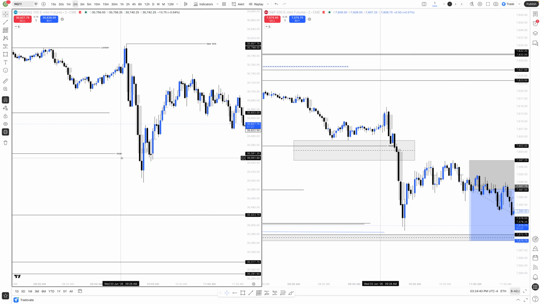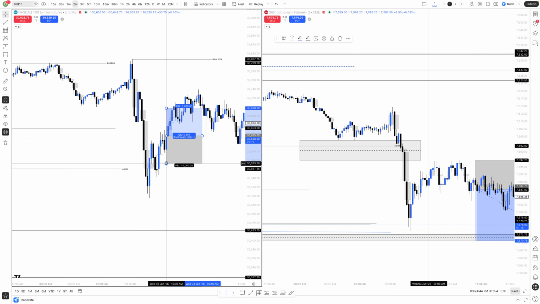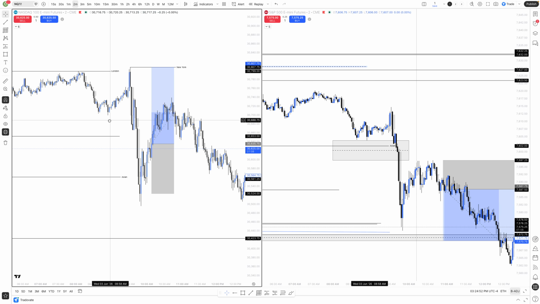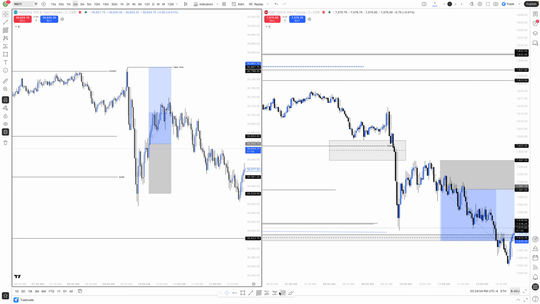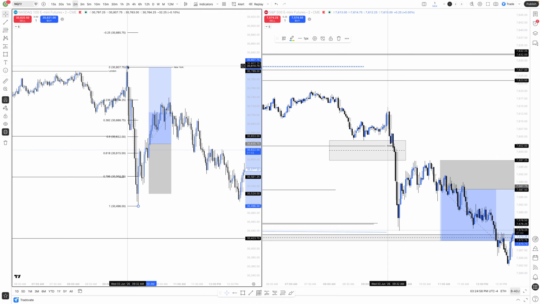I really wanted to take this long trade right here. I was looking hard at this long trade. My finger was right over the buy button. I really wanted this long trade here. Let's get into why I didn't take this.